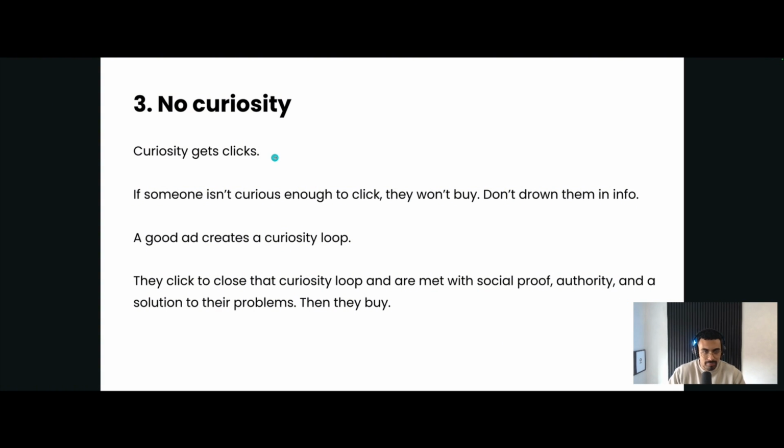Curiosity gets clicks. Okay, we're not trying to get people to just brain dump a load of information about your product and what it can do for them. You want them to be curious, okay? If somebody isn't curious enough to get the click, they're not going to go to your website, they're not going to read more about your product, they're not going to add to cart, and they're not going to buy.